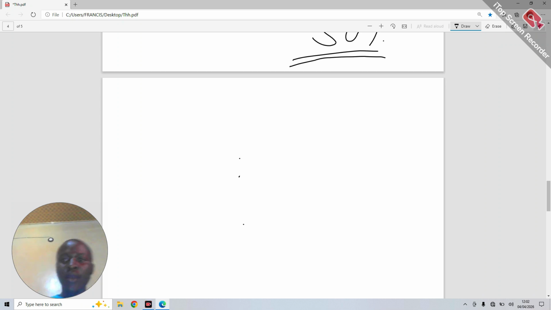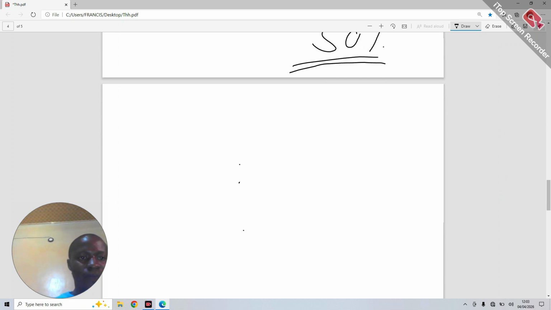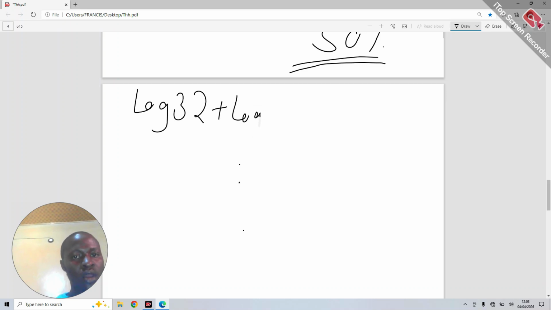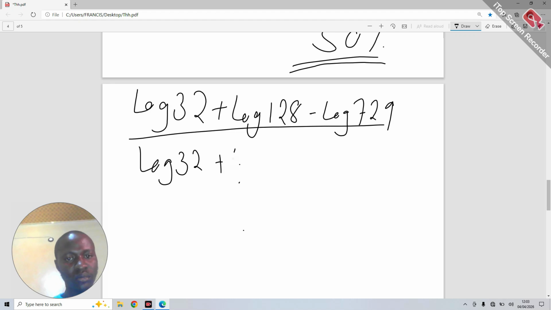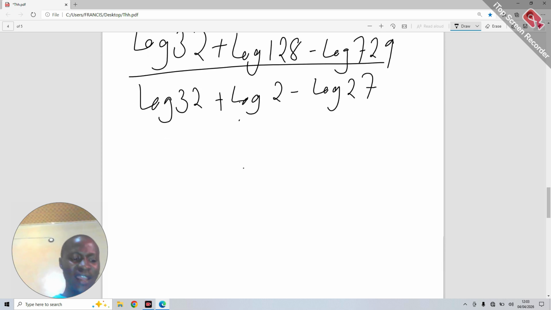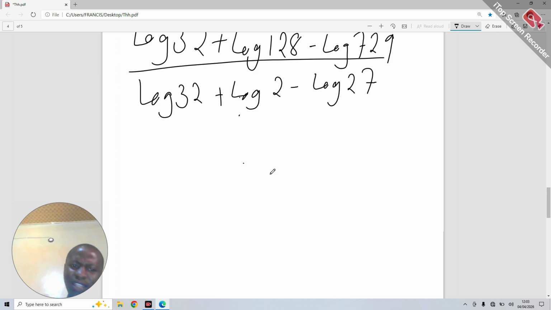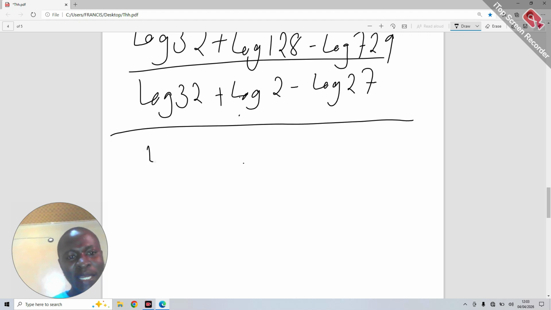Now, we had this question: log 32 plus log 128 minus log 729, all over log 32 plus log 2 minus log 27. We did this. Then they will just simplify it very well.